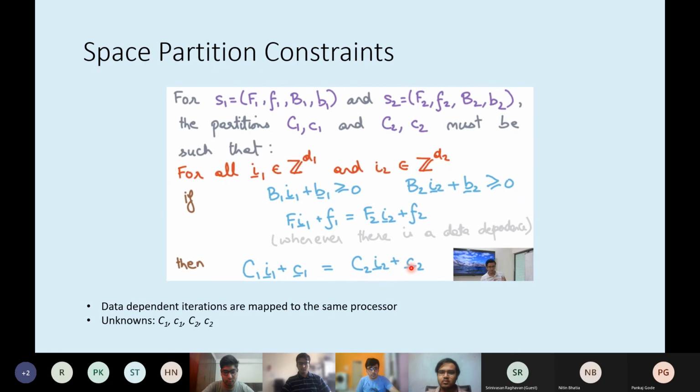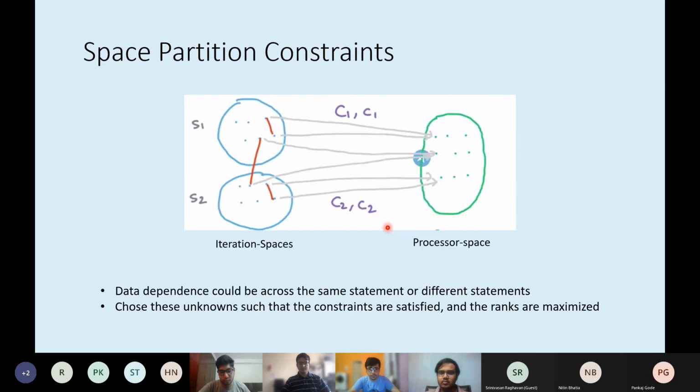And here the unknowns are these matrices and these vectors, capital C1, small c1, and capital C2, small c2. The iteration vectors i1 and i2 are not unknowns because we have a for all clause over them.